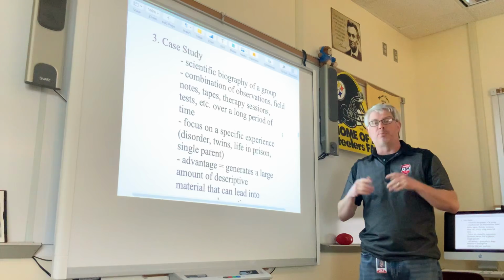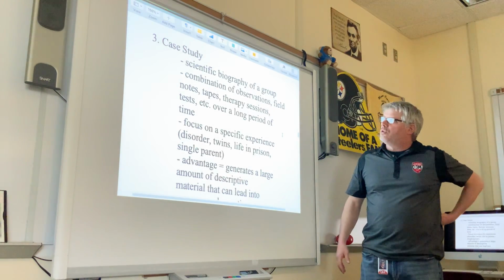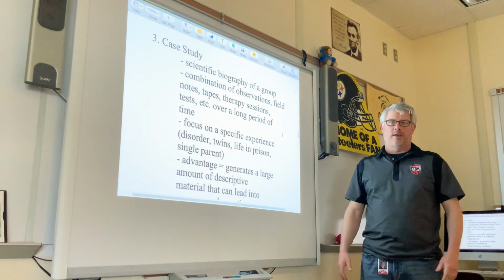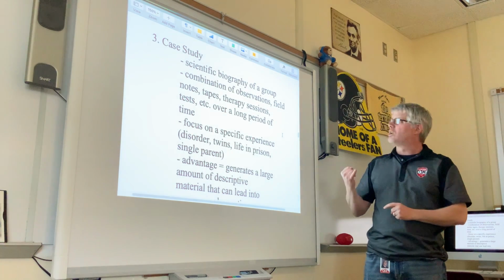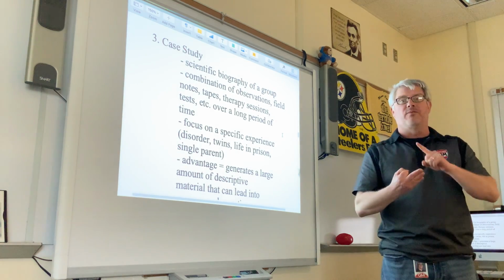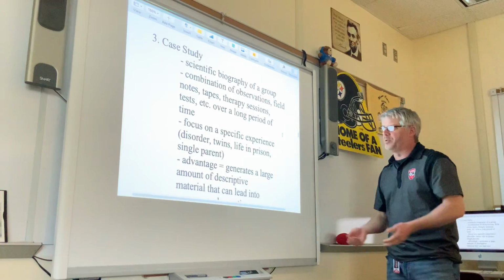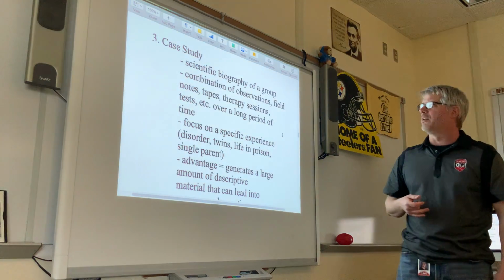So that might be people in prison. You want to learn more about what that's like. Well, what you do is you create this biography of prisoners. How do you do that? Well, you do it by collecting a combination of all kinds of different things. You're going to do naturalistic observation. You're going to take field notes. You're going to video record and audio record interviews. You're going to do therapy sessions with them. You're going to have them take tests like personality tests, IQ tests, whatever.